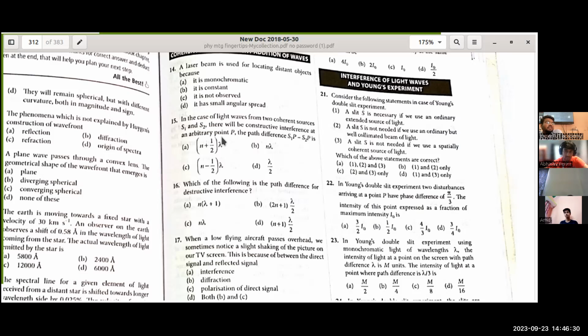Path difference for constructive interference, no? Yeah, it is in lambda. N is what? Integer or natural number or what? It is integer. It doesn't matter whether this is more or that is more, S1P minus S2P or S2P minus S1P. It can be plus lambda, minus lambda, plus 2 lambda, plus 3 lambda. Okay, write it. N is integer always. It is not natural. Okay.